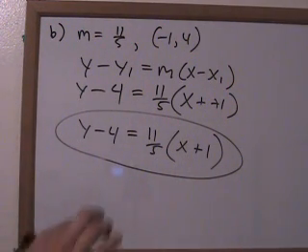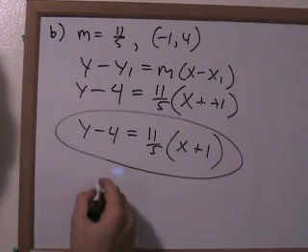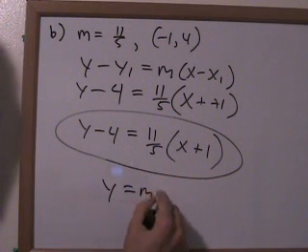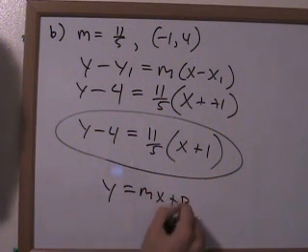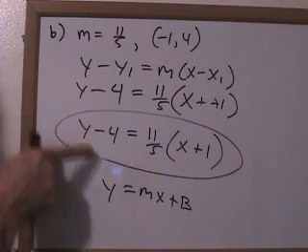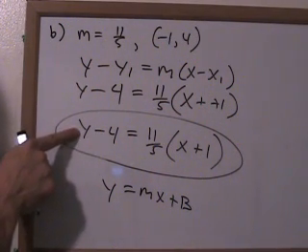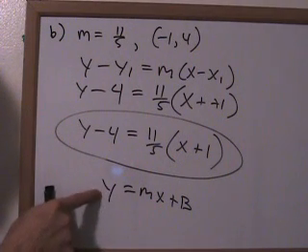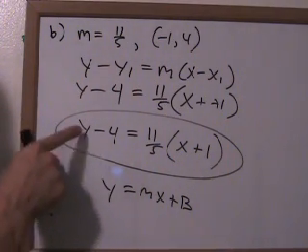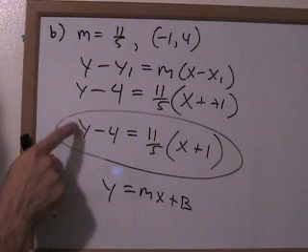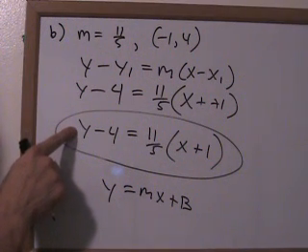Now if the teacher says this is not acceptable and that your answer must look like this, you can convert something that looks like this into this in 2 steps. But if this is acceptable, then I would turn this in. If the teacher says it's got to be like this, then just hit me up and I'll show you how to go from here to here. But this is the answer for part 9b. This is our equation.